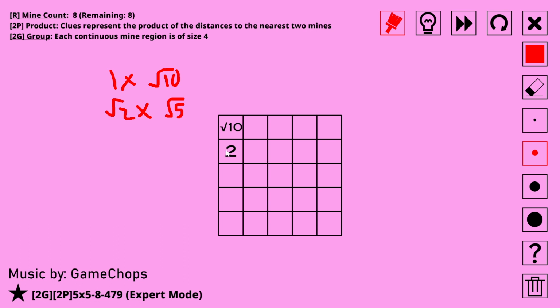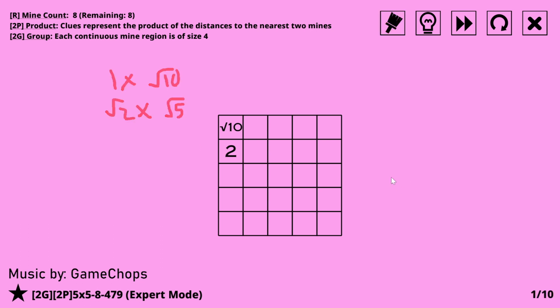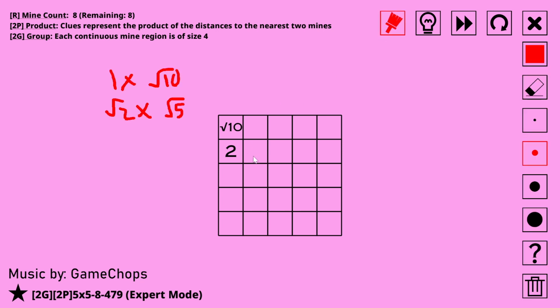And it does have... I think those are the only 2 options, honestly. Now, if it was root 2 times root 5, you then have a mine here, and one that's root 5 away. And root 5 away is an L shape. So one of those would have to be mines, at least.